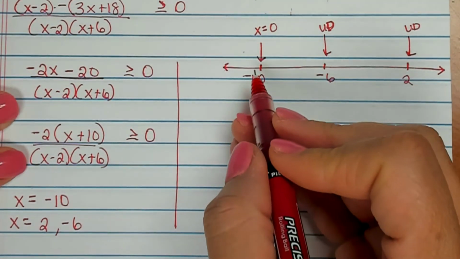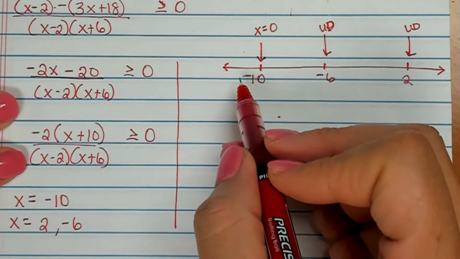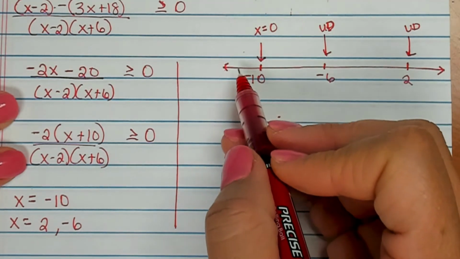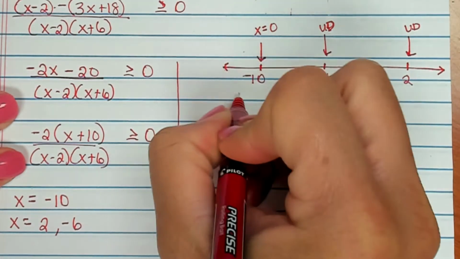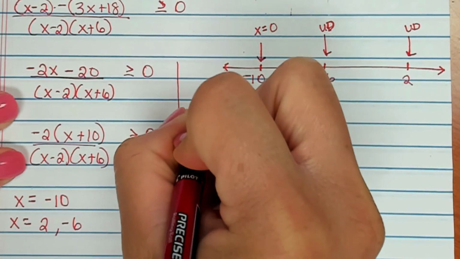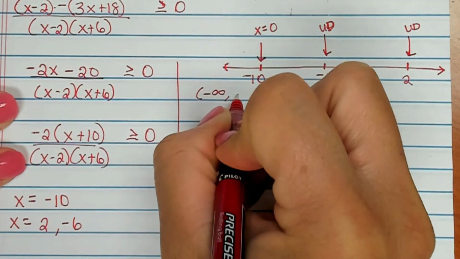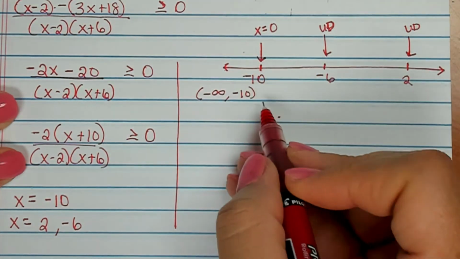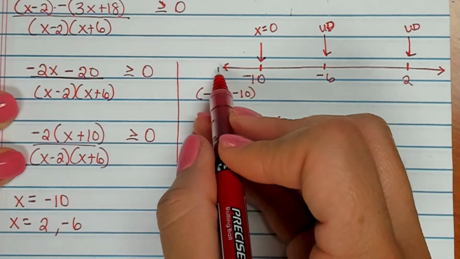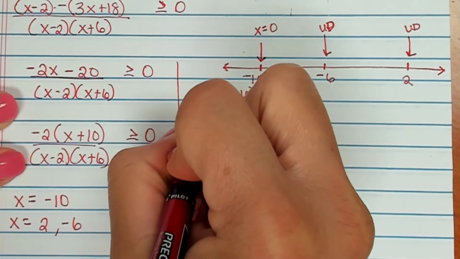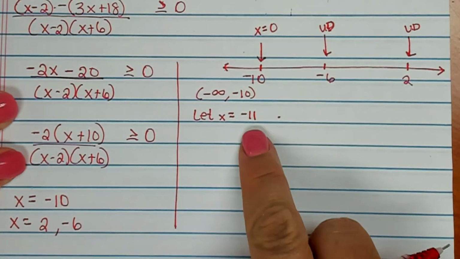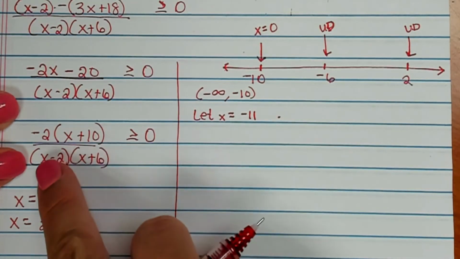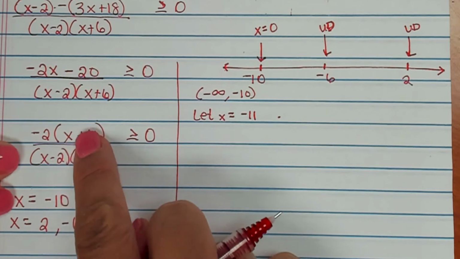So it doesn't matter what numbers you choose, just pick a number within each interval. So this interval here is from, maybe I can put this here. We're going to test from negative infinity to negative 10. We're going to test that interval. Any number on this interval, so I can let x be equal to negative 11. So we're going to take negative 11 and I'm going to substitute it into this function.